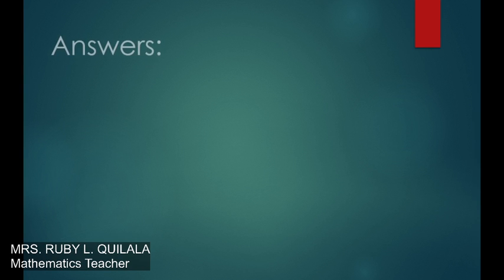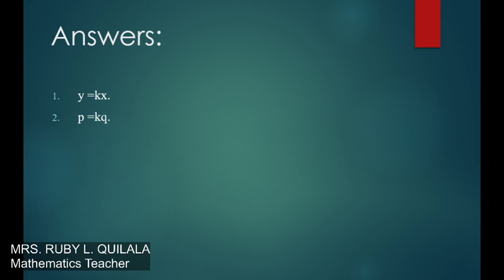Now, let's try to check your answers. Number 1, the correct answer is y is equal to kx. Did you get the correct answer? Number 2, P is equal to KQ. Number 3, A is equal to KB to the power of 2. And number 4, R is equal to KT.